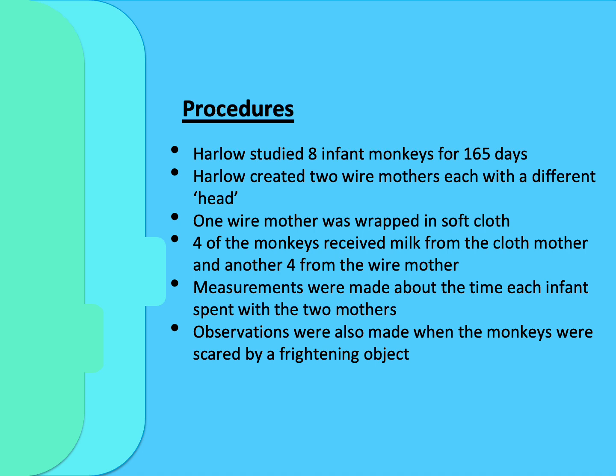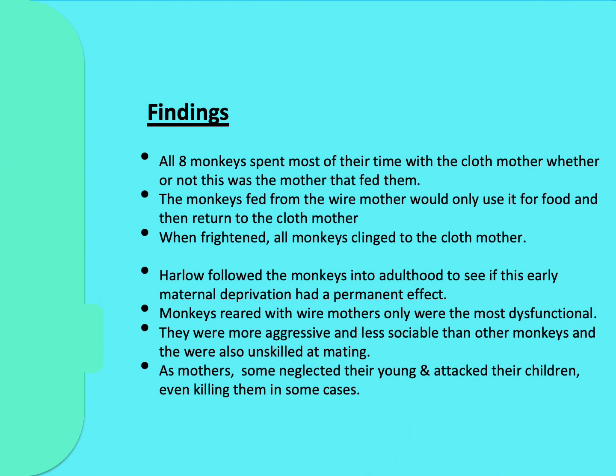What's important here is the measurements that were made about the time that each infant would spend with the 2 mothers, especially given the fact that 4 of the monkeys were fed by the wire mother. Observations were also made when the monkeys were scared by a frightening object. What Harlow found was that all of the 8 monkeys actually spent most of their time with the cloth mother, regardless of which mother fed them.